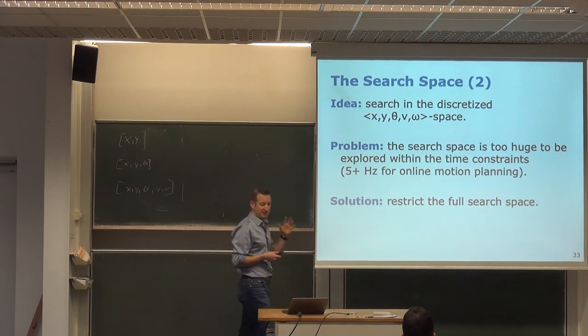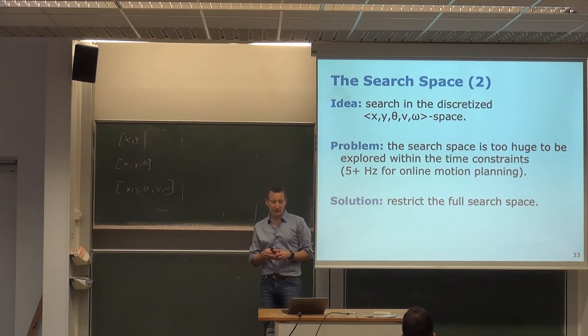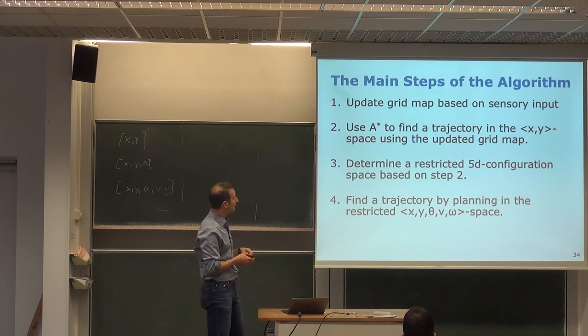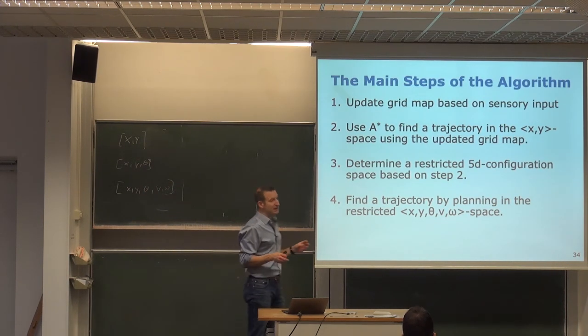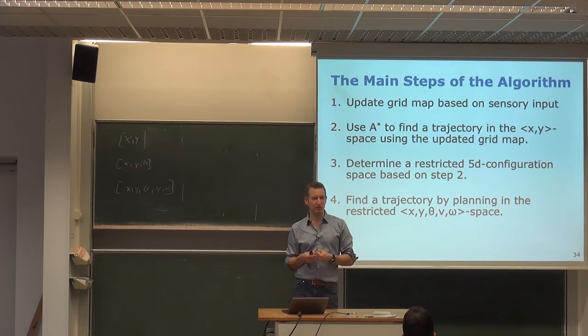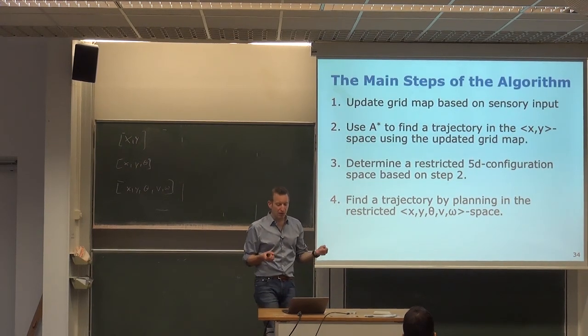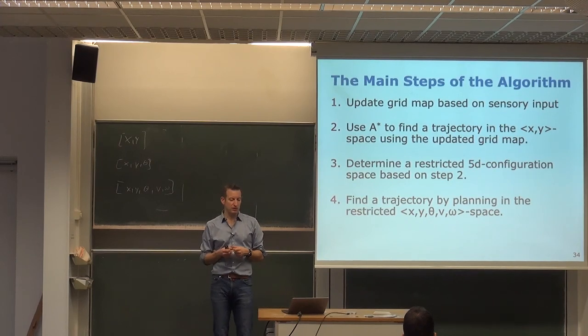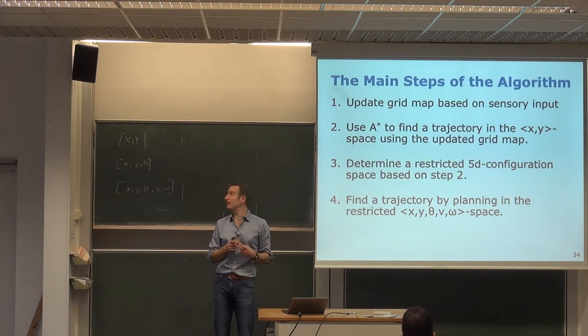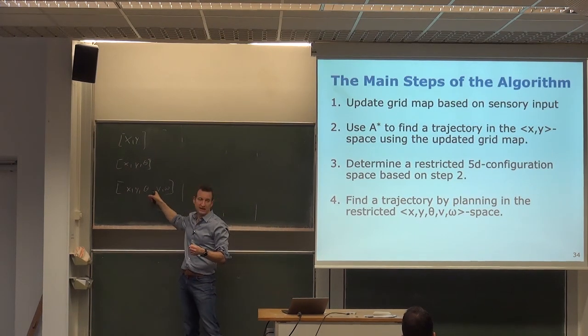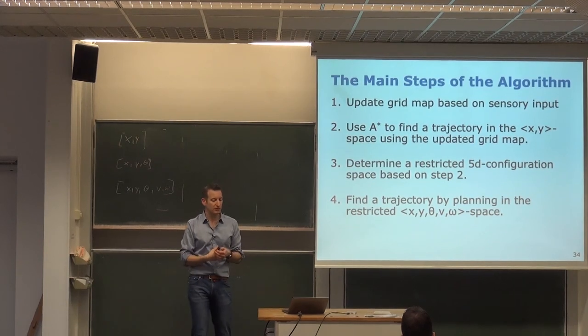What we basically do in the end is we have a multi-step algorithm to simplify our search space. So we say, okay, let's take our map and update our map based on our sensory input and plan optimally using just a 2D algorithm in X and Y. We plan a path in X and Y. And this basically says, okay, this is the optimal shortest path if you just take X and Y into account, not taking into account orientations, not taking into account velocities.